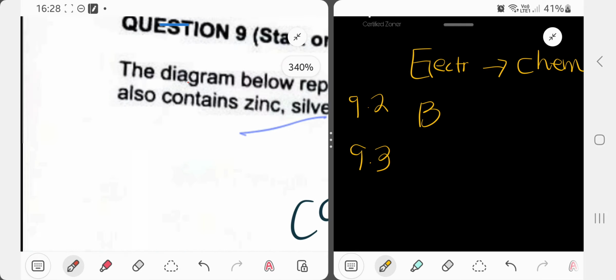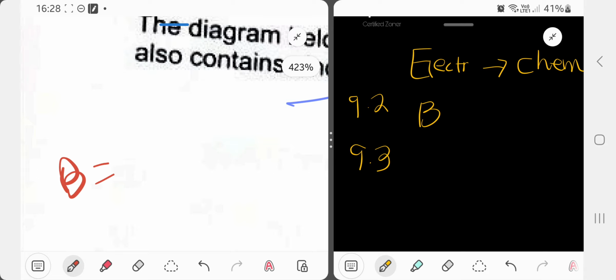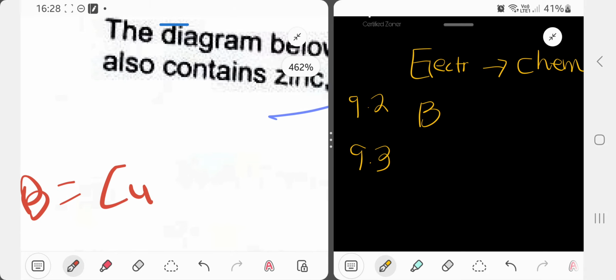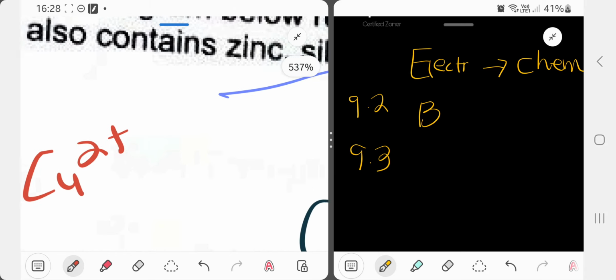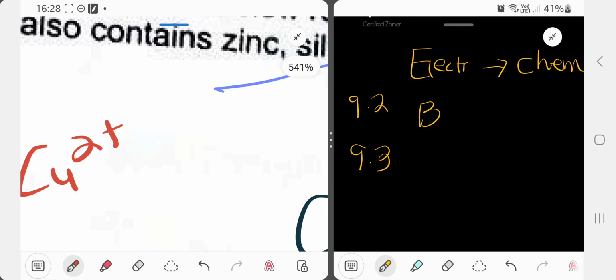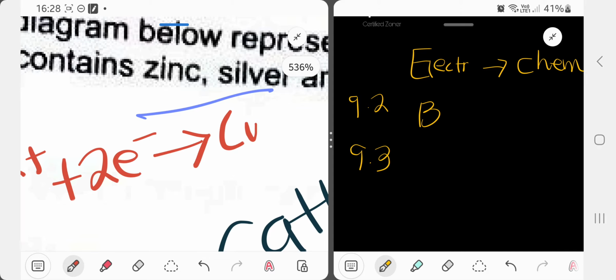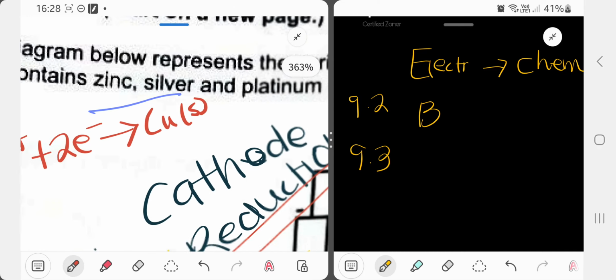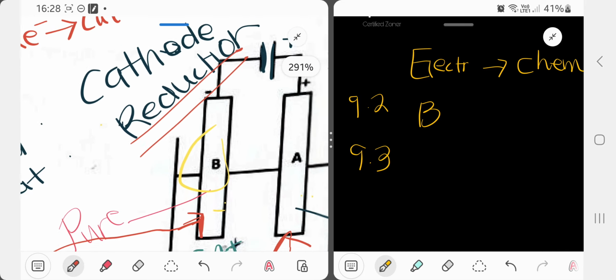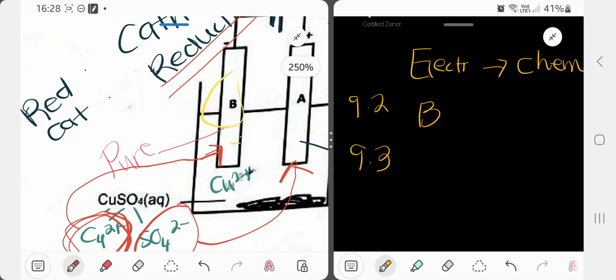So here, if we're to talk about reaction B, it will be reduced. What that means is that this Cu2+ will be reduced. Remember, reduction is gain, so we're going to gain 2 electrons and produce copper solid. And this is what we want to see: pure copper at the cathode. So that's why we'll reduce that there.